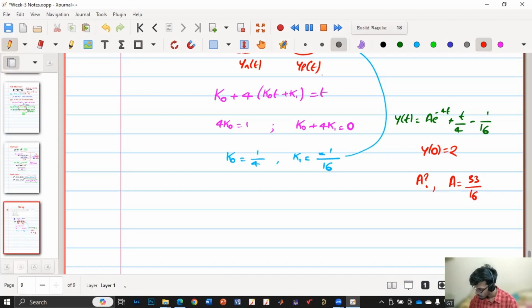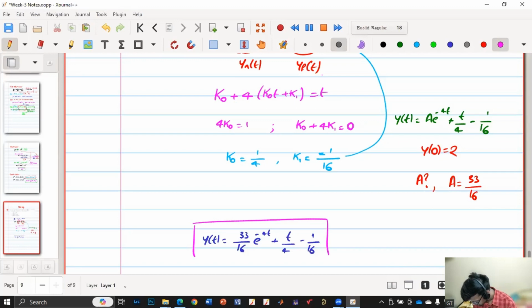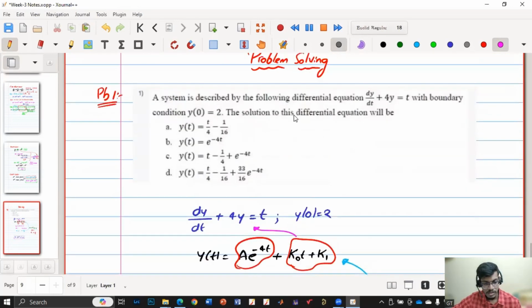So now my y of t as a whole will be 33/16 into e to the power minus 4t plus t by 4 minus 1/16. Which one is the answer in this case? The last one, D. Yes, D is the option.